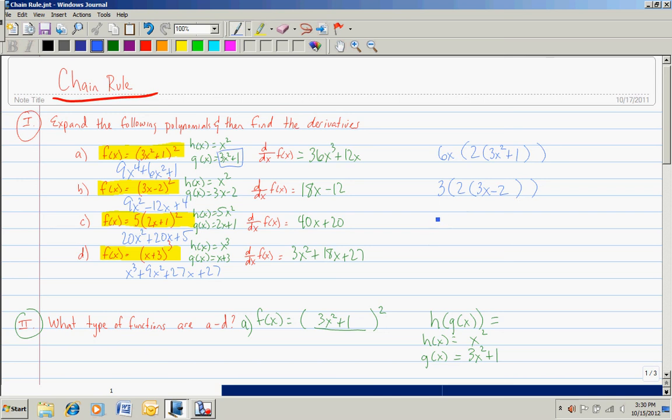For part C, we do the inside function first. The derivative of 2x plus 1 is 2. And the derivative of the outside function, 5x squared, would actually be 10x. But again, keep in mind that x was actually 2x plus 1.